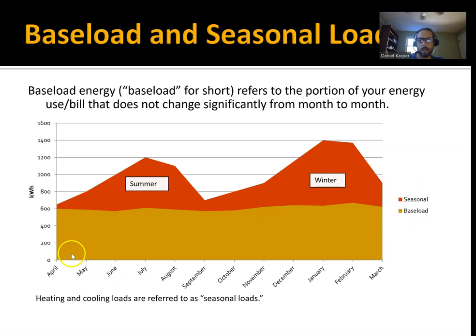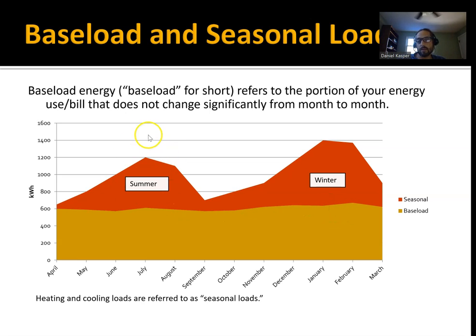You can see here that the base load really doesn't change much from month to month. It goes up and down a little bit, maybe 10, 15, 20 kilowatt hours. But that stays pretty standard, so it doesn't matter if it's February or July. The equipment in the house that's using that energy is basically the same.